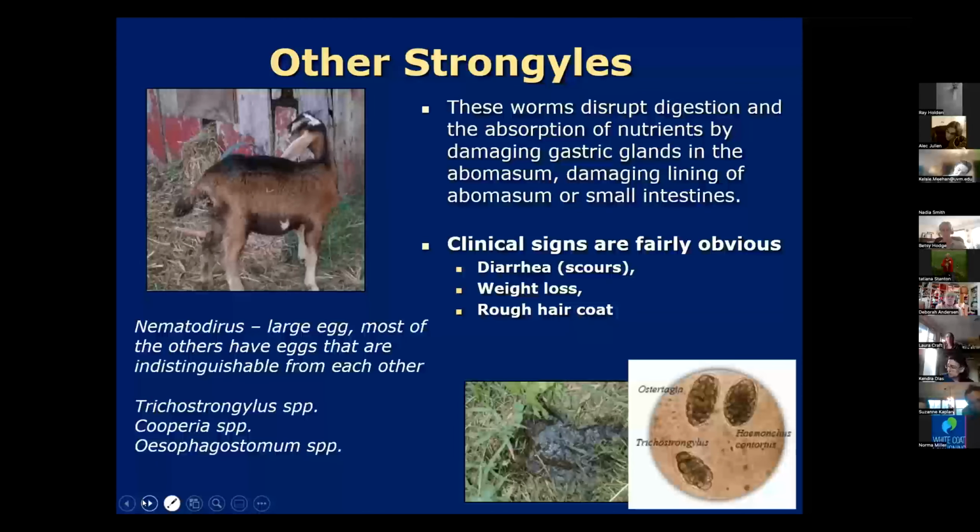And you can see down in the corner here what some of those eggs look like. They all look basically the same. The only way you can tell is through special dyes or assays that most of us do not have the facilities to do. And here are their names. I'm not going to even try to say them, but they're all out there. And it's hard to know which one you have. Fortunately, most of the dewormers get most of the other ones of this type of worm.